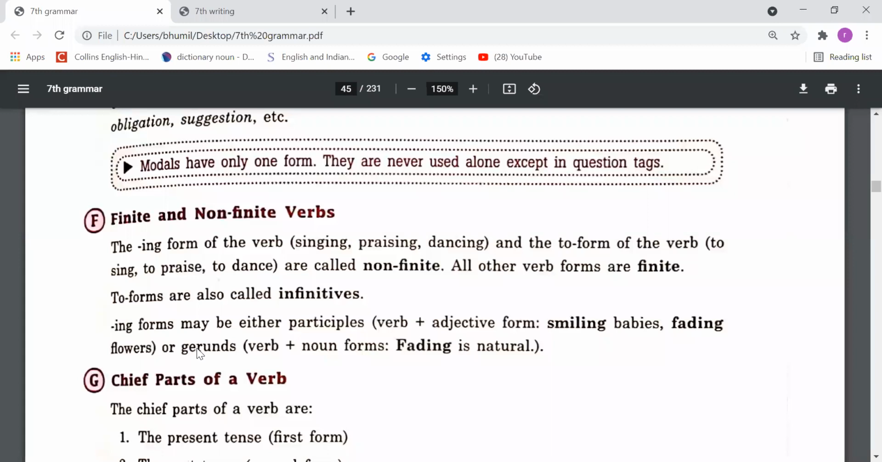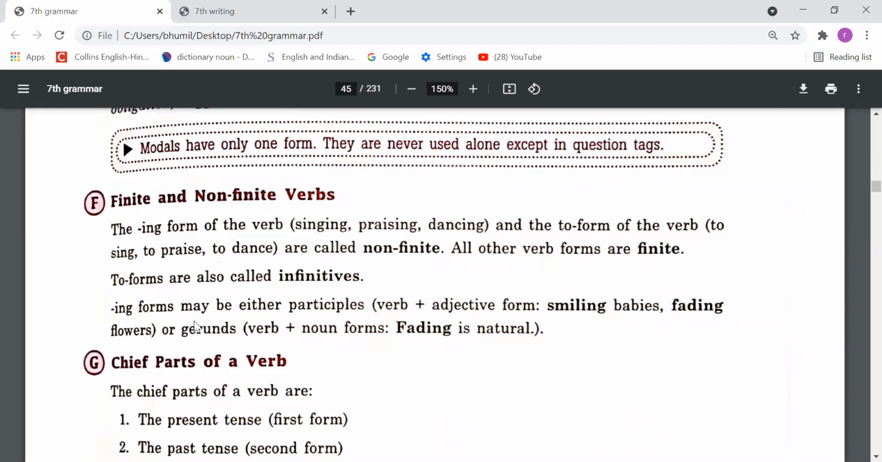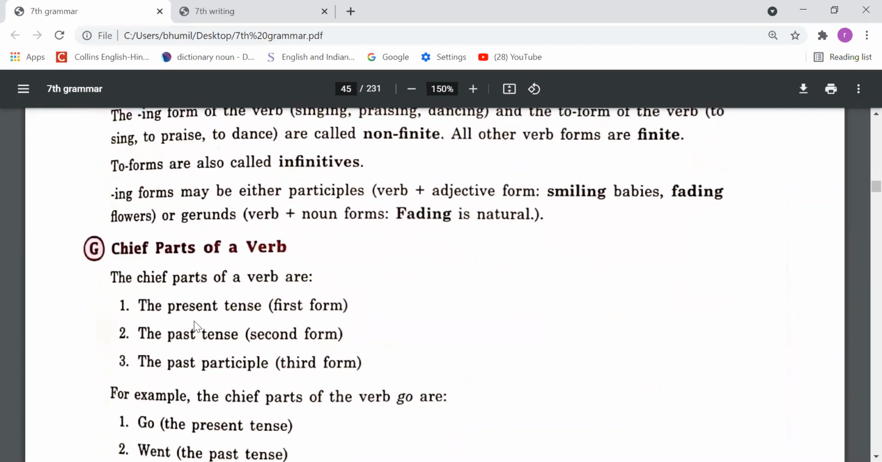Okay, but sometimes we also use the ing form as an adjective. Suppose I say "it is a singing doll," or we can say "it is a dancing doll." Here we have used dancing and singing as adjectives, because they describe the quality of that doll. So sometimes we use the ing form as an adjective, and that time the ing form is called a non-finite verb.